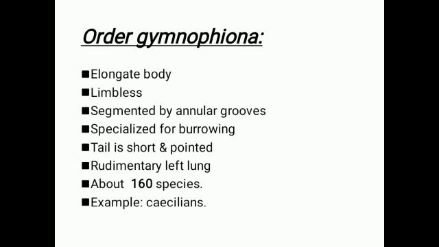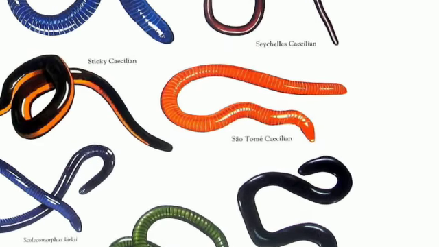Order Gymnophiona. They have an elongated body. Gymnophiona means naked, snake-like body. They are limbless, with a segmented body with annular grooves, specialized for burrowing. The tail is short and pointed. They have a rudimentary left lung and about 160 species. An example is caecilians. Here are some pictures of different types of caecilians.